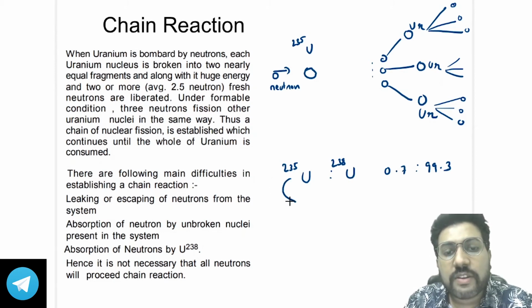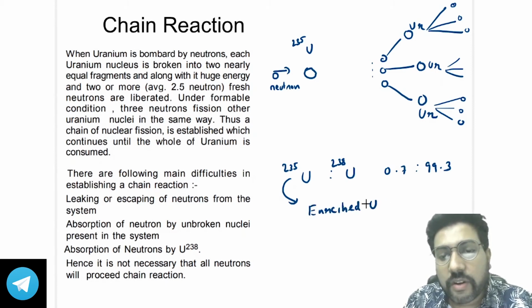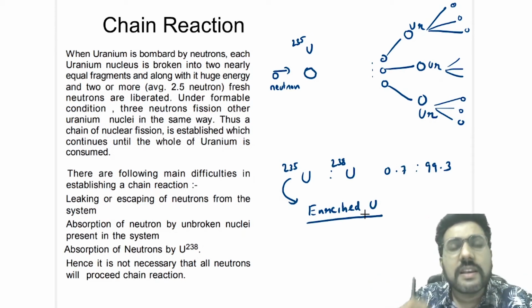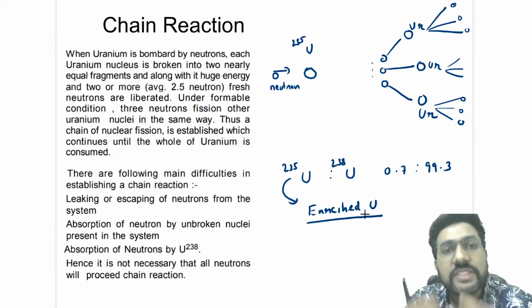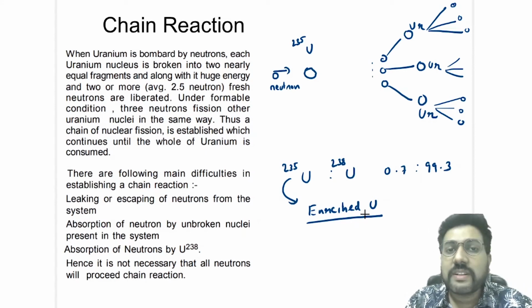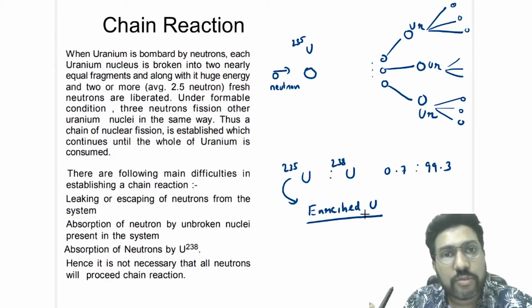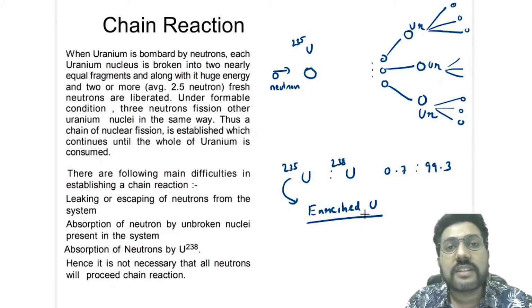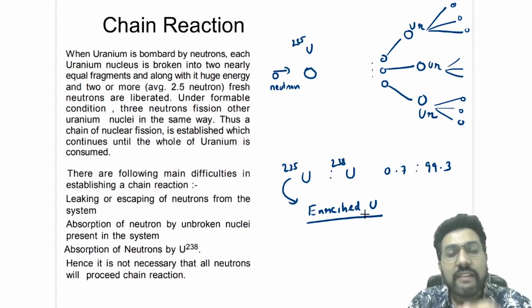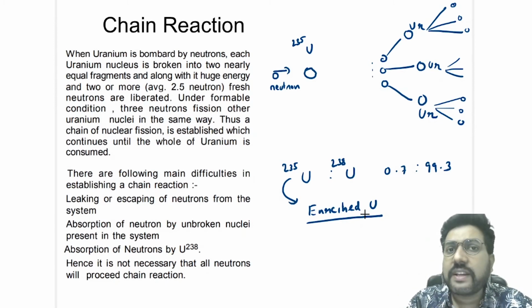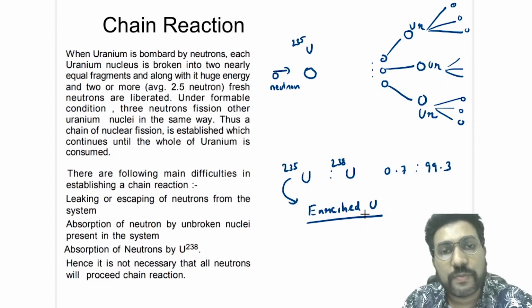So first, if you want to increase the concentration of uranium-235, you have to make it an enriched uranium. Enriched uranium means making more fraction or more percentage of uranium-235. Now it is very difficult to separate isotopes. We have discussed in the first lecture that isotopes have similar physical and chemical properties, right? It is very difficult to separate isotopes.